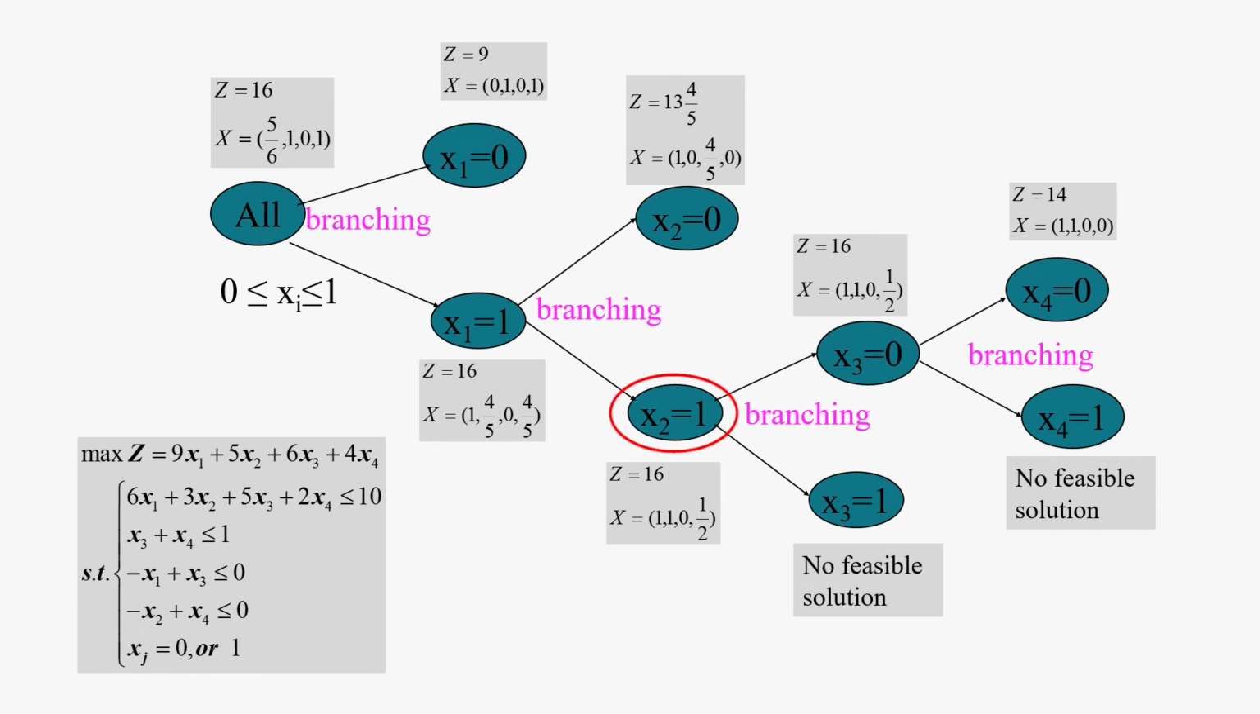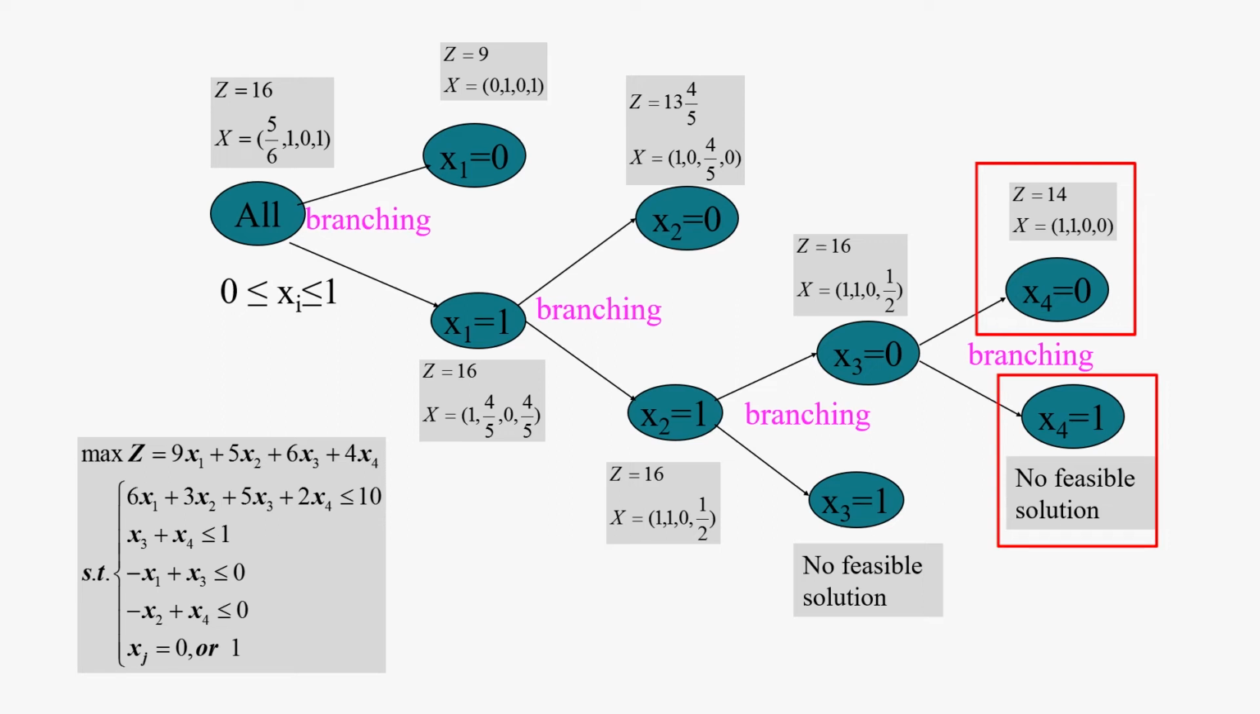And for these problems, we continue to branch, set x3 equal to 0, x3 equal to 1. And this reduction problem has no feasible solution, so we cut this branch. And this subproblem is also great. 16. So we continue branch 2, and we set x4 equal to 0, x4 equal to 1.